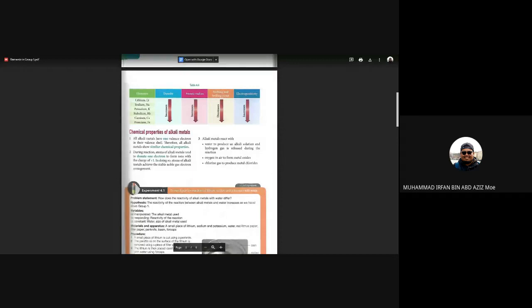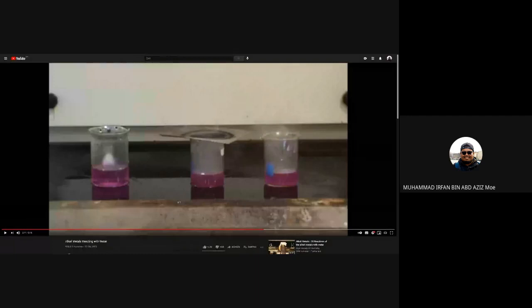Okay, we see that the water just now was transparent, clear, and then after we put in the element, the water turned purple. So, who can tell me the hypothesis? Anyone?